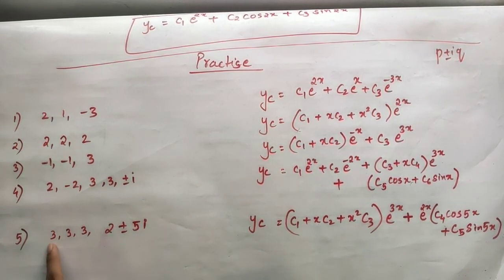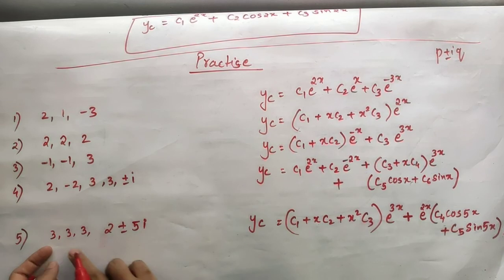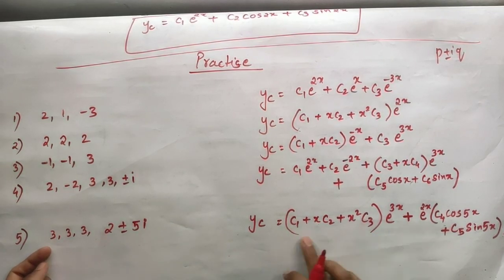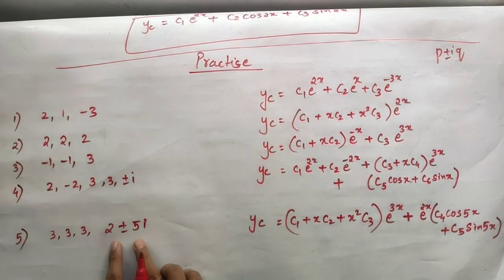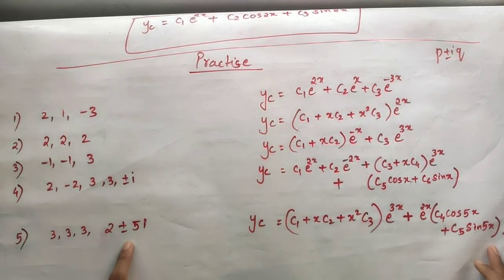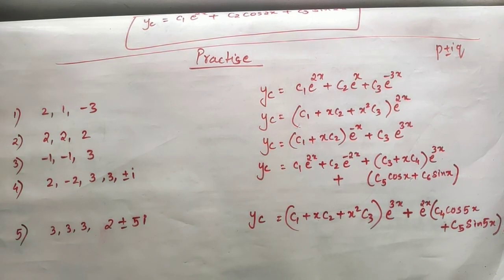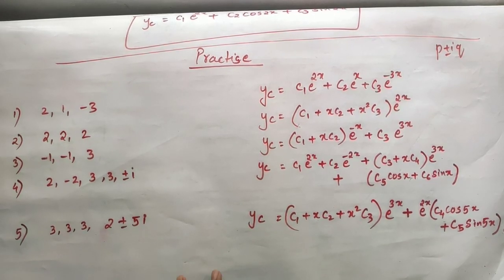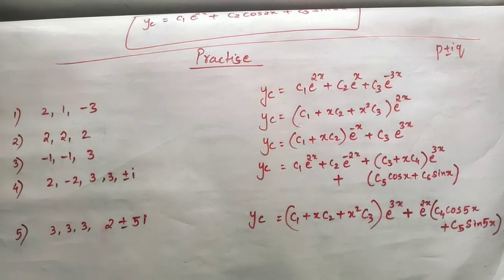So first you have to write the solution for the first 3 real and equal roots. Later on, continue your solution with other constants for the imaginary roots. Pattern will be same, but constants will vary. Okay, in theory I have given using C1, C2, C3. You can use any, because anyway C1, C2, C3, C4, whatever constants you are using, they are all arbitrary. Okay, this is a brief work or practice for you to understand how to write YC whenever a set of roots is given to you.